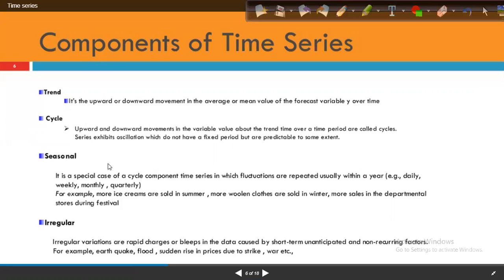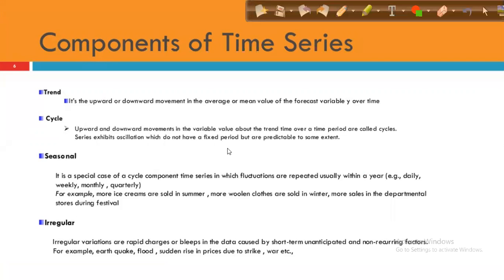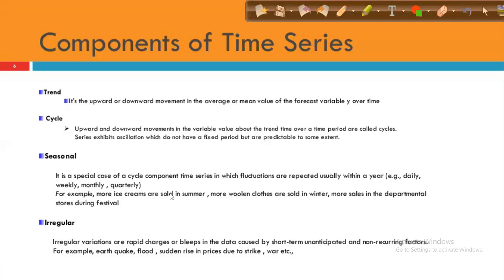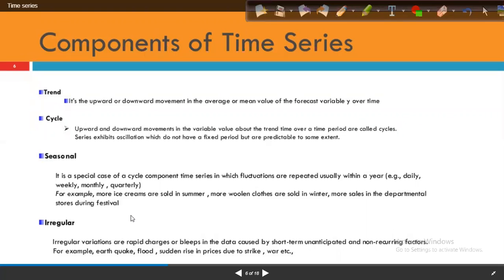And seasonal, we know very well, every year at a particular time, a particular month or particular week of a year, there will be a peak in sales. It is a fixed duration when it comes to seasonality. In summer certain items will be sold high, and in winter only specific items will be sold high. More sales in department stores during festivals like Christmas is called seasonality.